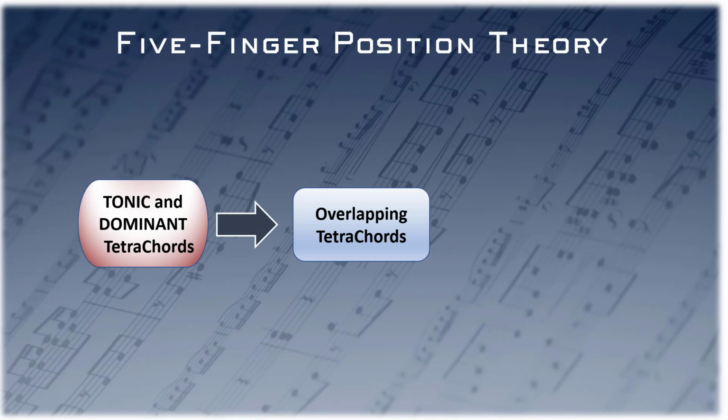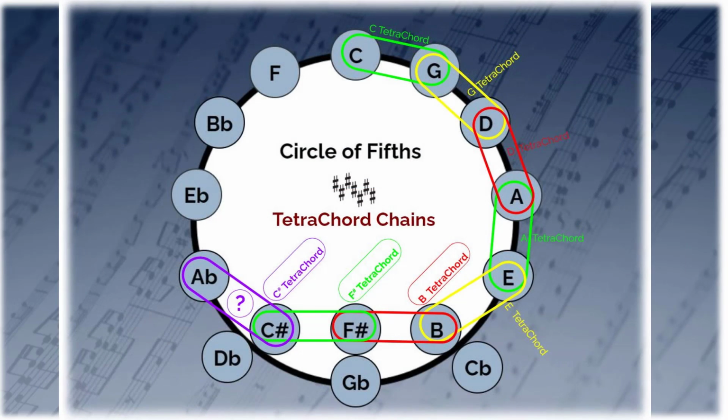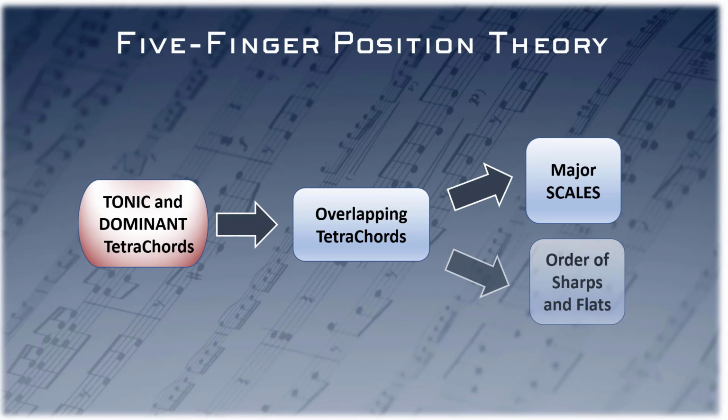Overlapping tetrachords create major scales, as our Boom deck illustrates with tetrachord chains. Notice the green chain at the top. The tonic C tetrachord overlapping with the dominant G tetrachord creates a major scale on C. The yellow tetrachord, the G becomes the tonic tetrachord, overlapping with the D dominant tetrachord to create a G scale. And with a G scale, we have produced an F sharp. These overlapping tetrachords on the scale show the order of sharps evolution.